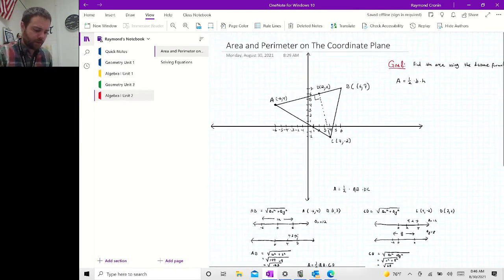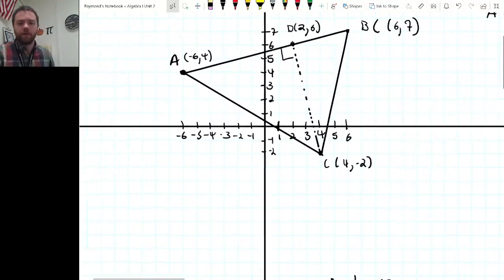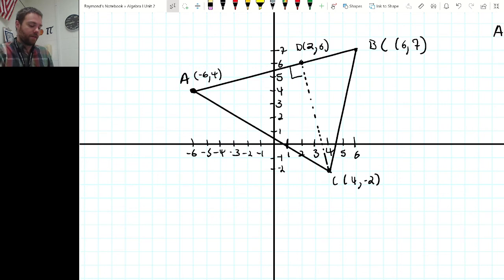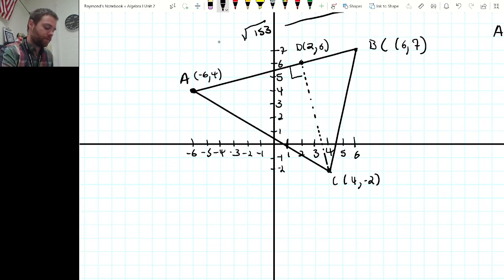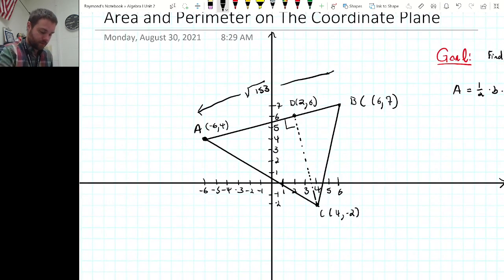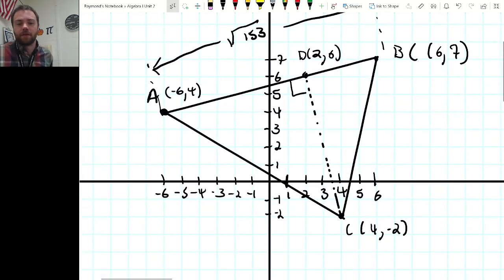And then perimeter is going to be very, very similar. Whatever your object is, I found that this side was root 153. To find the perimeter of the object, all I'd have to do is calculate this distance and this distance over here and add them up. Because if this entire thing is my yard, then the perimeter would be the fence around my yard: the length of all the fences added up. So that's one way you can think about perimeter.